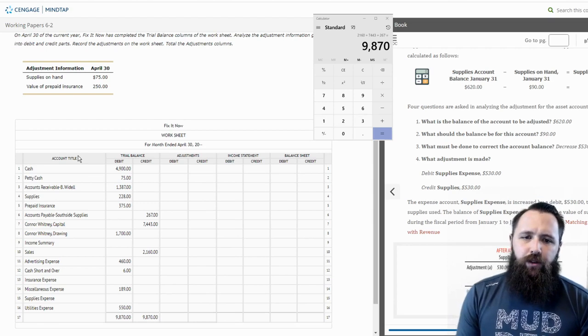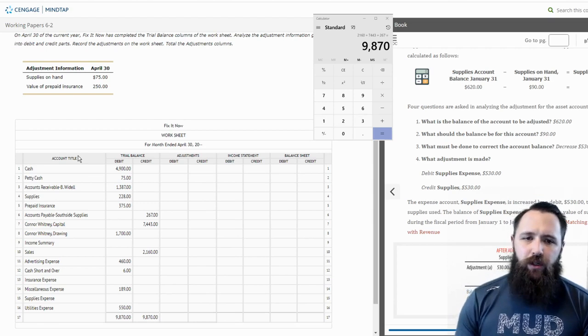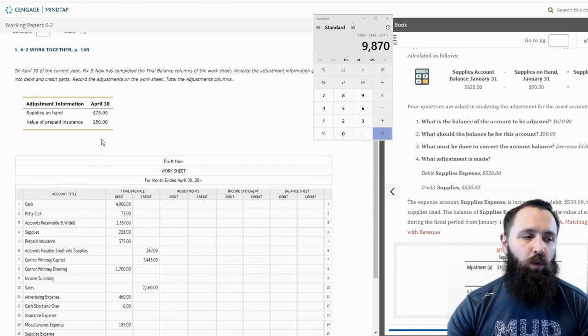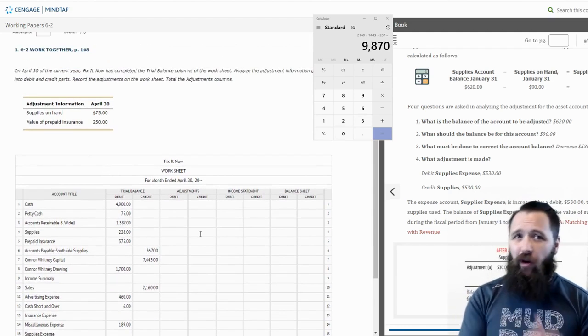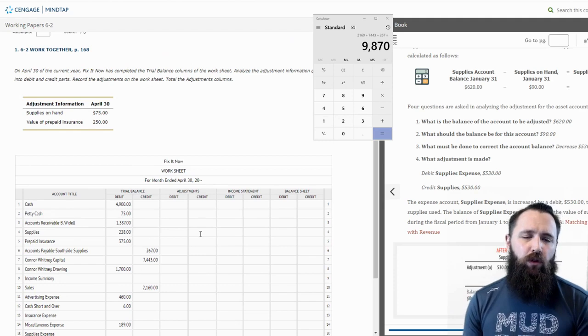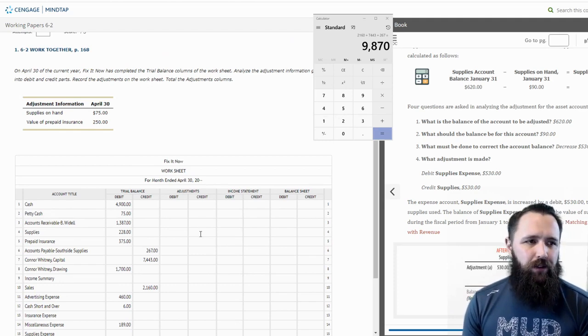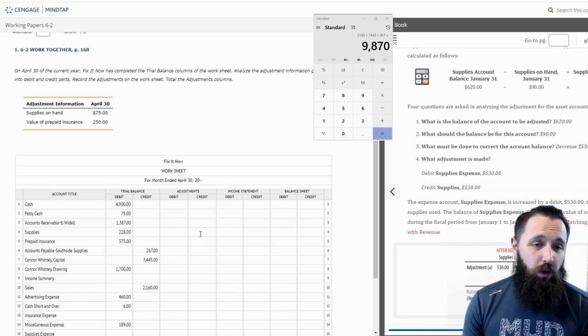All right, so I zoomed forward and went to the working papers here. This is the work together. And I also opened up the book because I think it's important to look at these 4 questions that we had until you really get used to what's going on here, right? So as we get going, we're going to ask ourselves these 4 questions for this adjustment that we have.